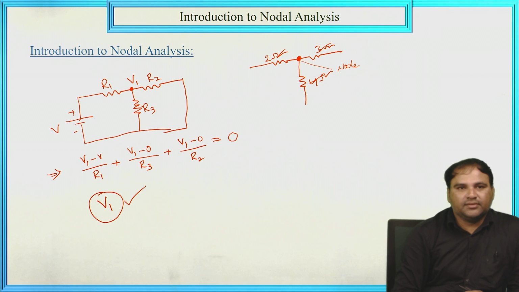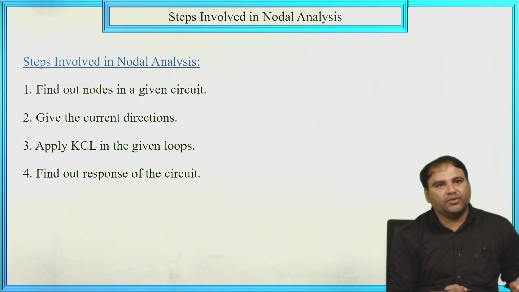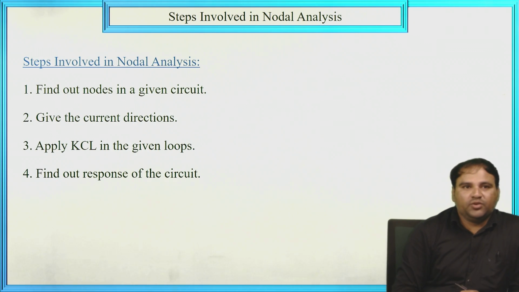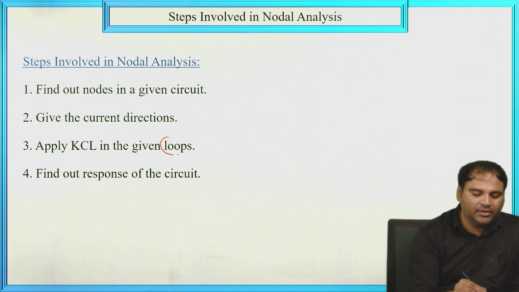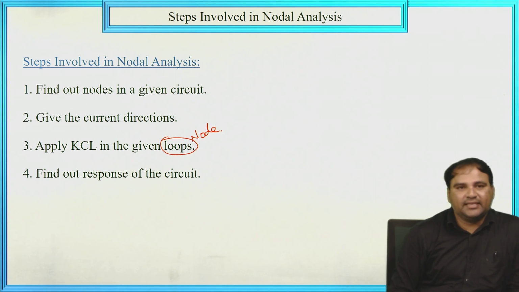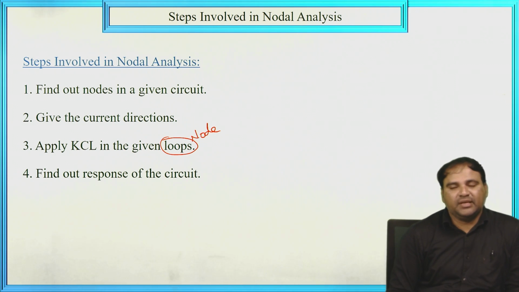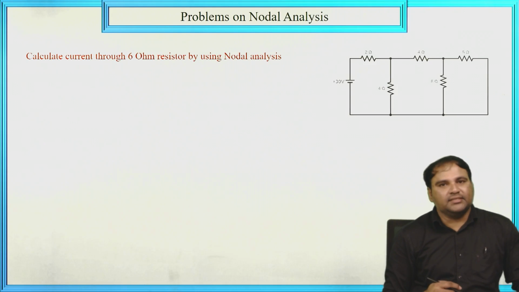Before taking a circuit, the steps involved in nodal analysis are these. First, we have to find the nodes in a given circuit. The second is to give the current directions, and the third is to apply KCL at the given node. Then we have to find the response of the circuit. These are the steps involved in nodal analysis.